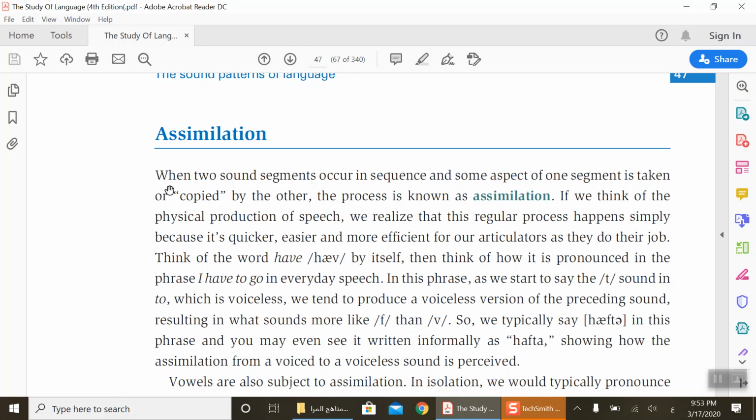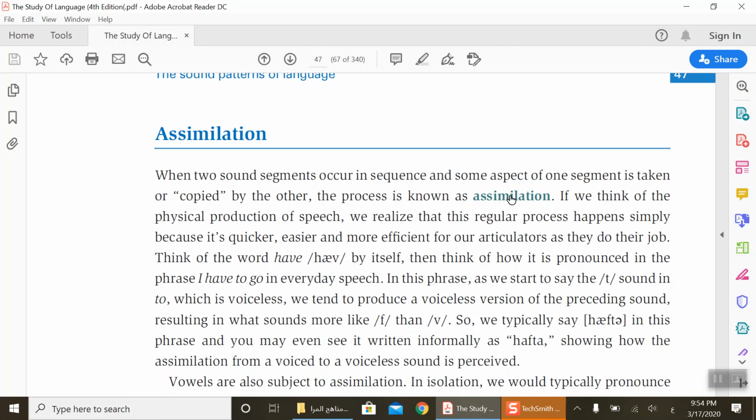When two sound segments occur in sequence and some aspect of one sound is taken or copied by the other, the process is known as assimilation. So when we have two words, the last phoneme at the end of the first word is changed because of the word that follows it. The last phoneme of the first word is affected by the first phoneme of the second word.